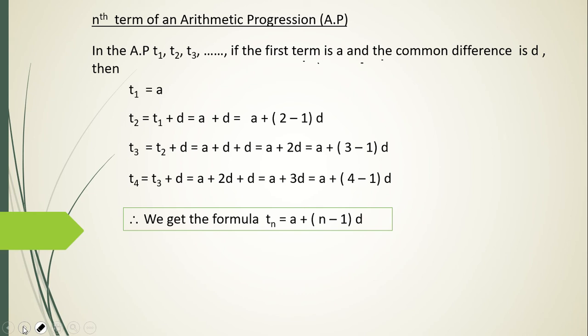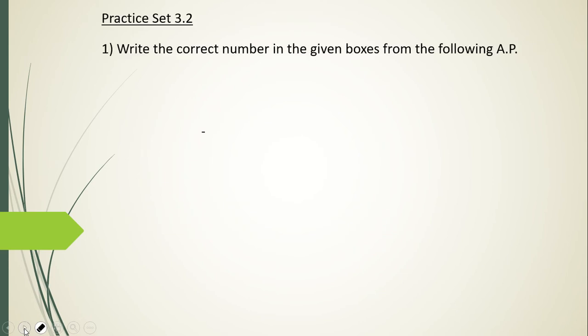Very, very important formula. Lots of questions are asked on this formula in the exam. Now let us get started with practice set 3.2. Write the correct number in the given boxes from the following AP. Now this is just an activity type. You are going to solve it using the formula only. Let's see what is given: 1, 8, 15, 22. Sometimes the questions are activity types, so whatever is asked, you have to write the exact number in the box.